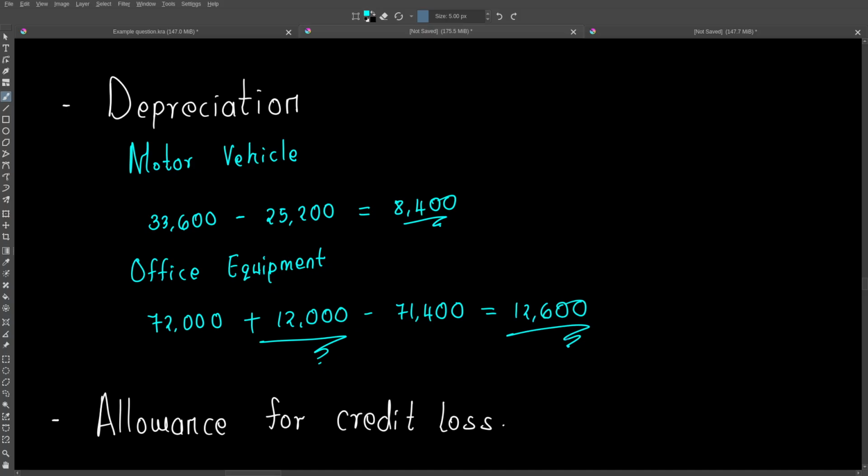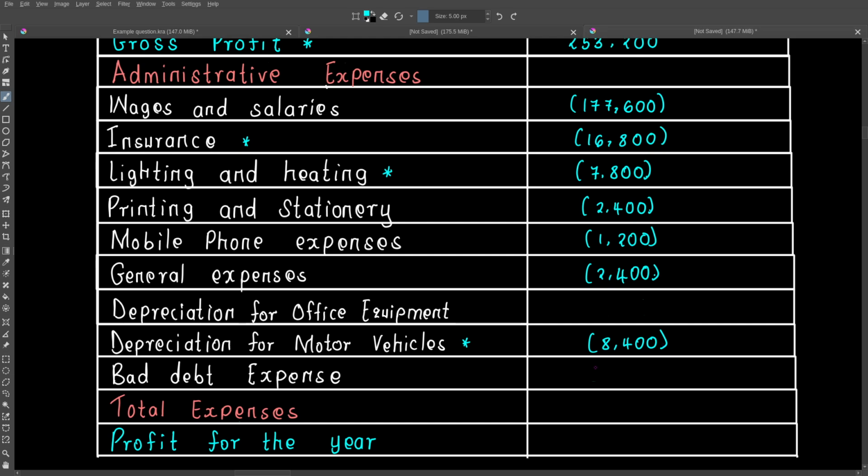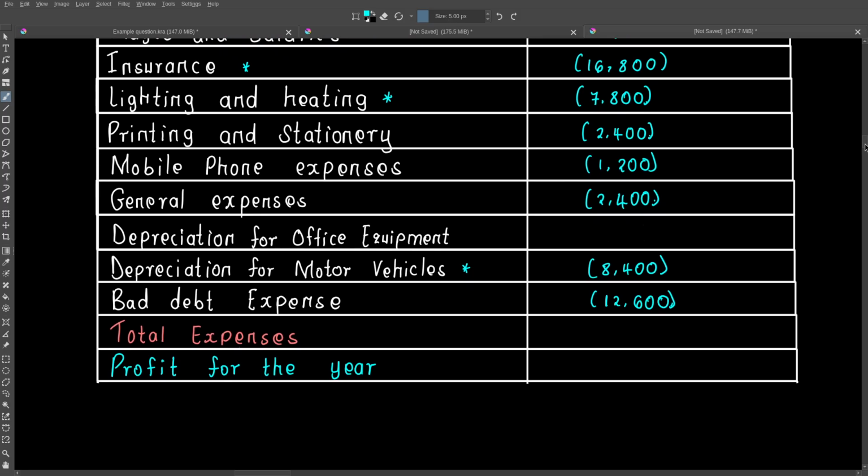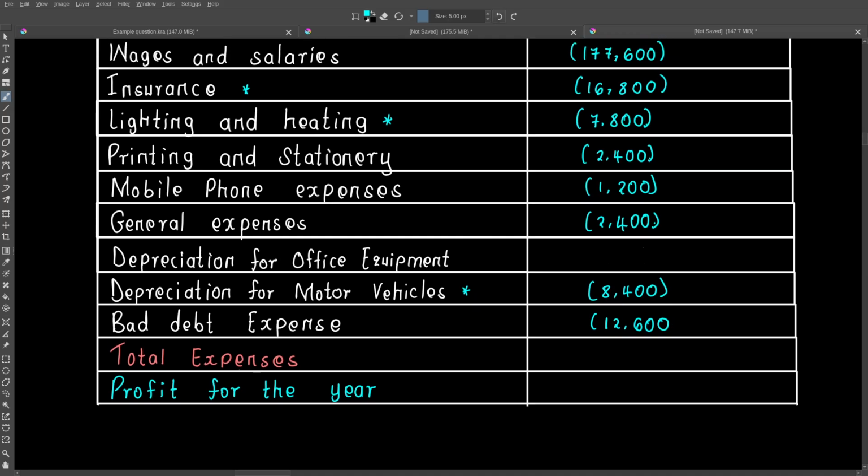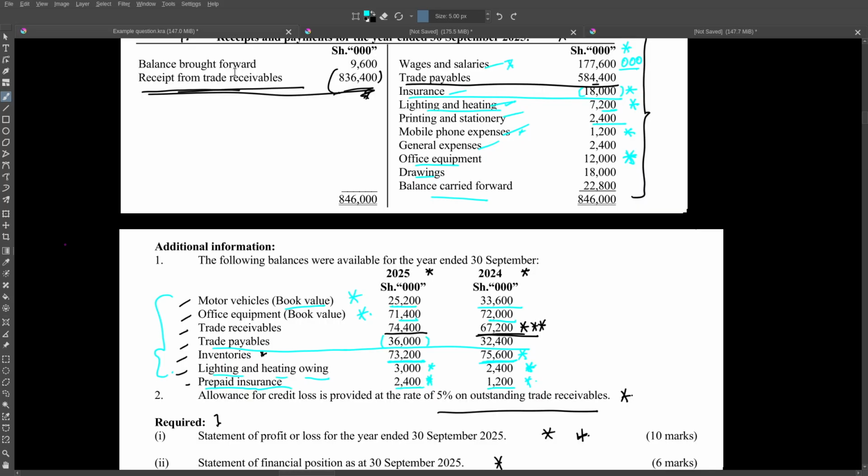12,600. So this is going to be the depreciation cost that has happened in the year ended 30th September 2025, okay? So we are going to come here and less 12,600, okay? Then, no, I just indicated it in the wrong place. So we're going to come in and less 12,600 under depreciation for office equipment, okay?